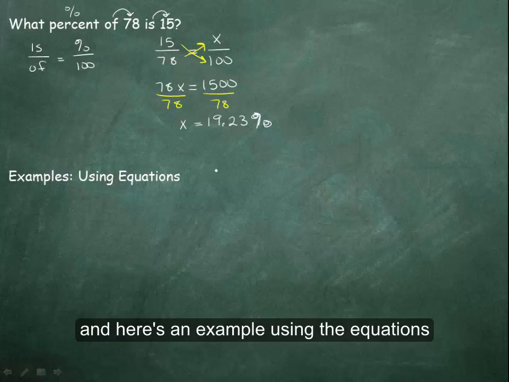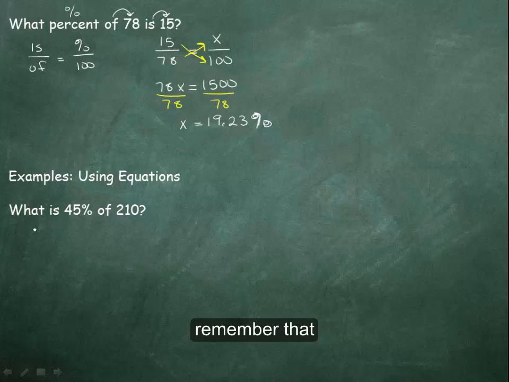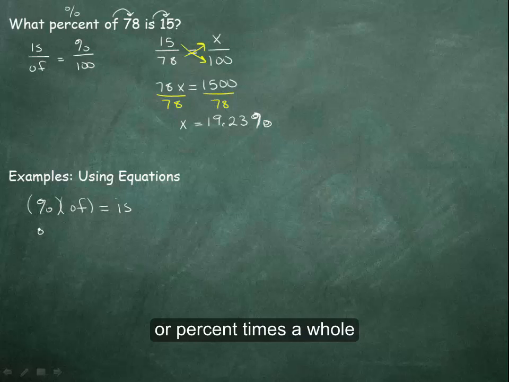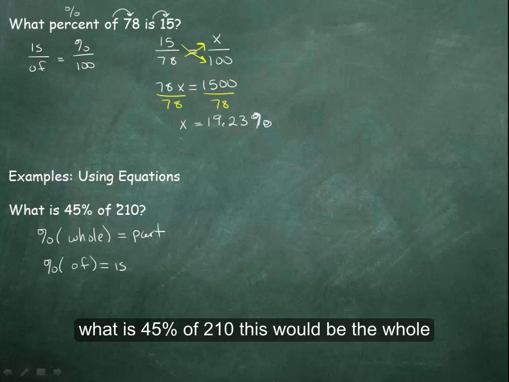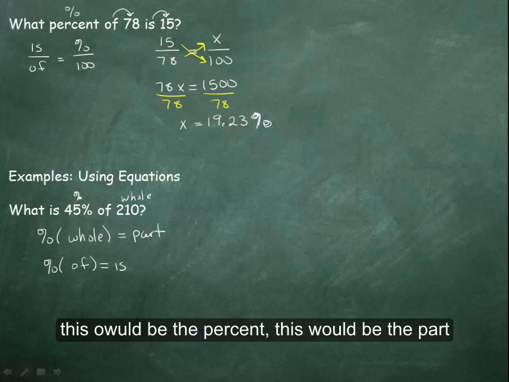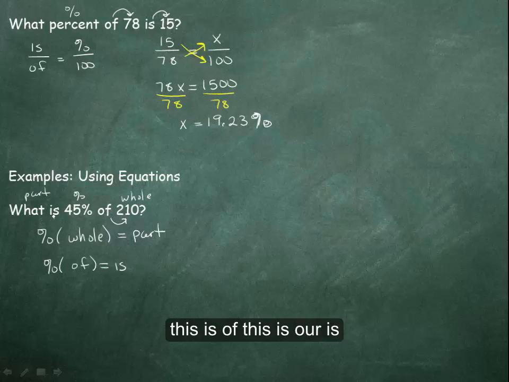Now here are some examples using the equations. Remember that percent times of equals is, or percent times the whole will equal the part. What is 45% of 210? This would be the whole. This would be the percent. This would be the part. This is our of. This is our is.